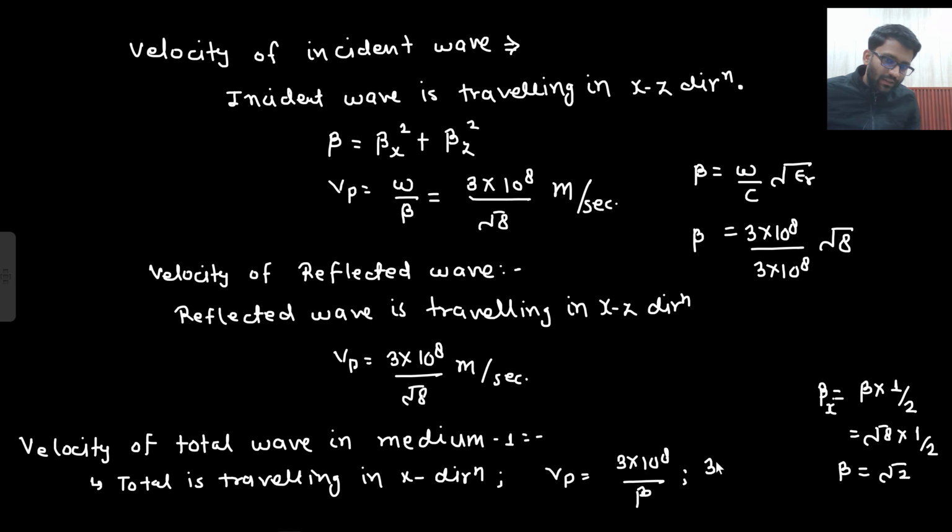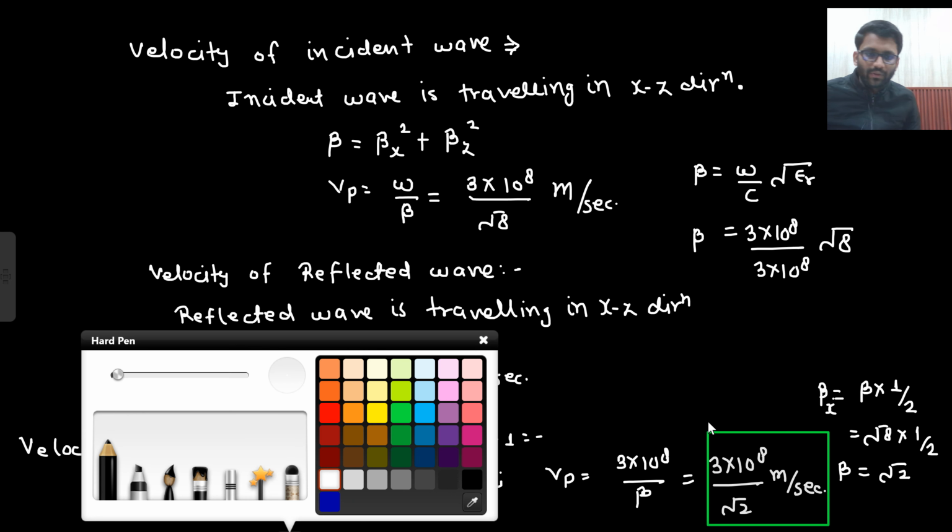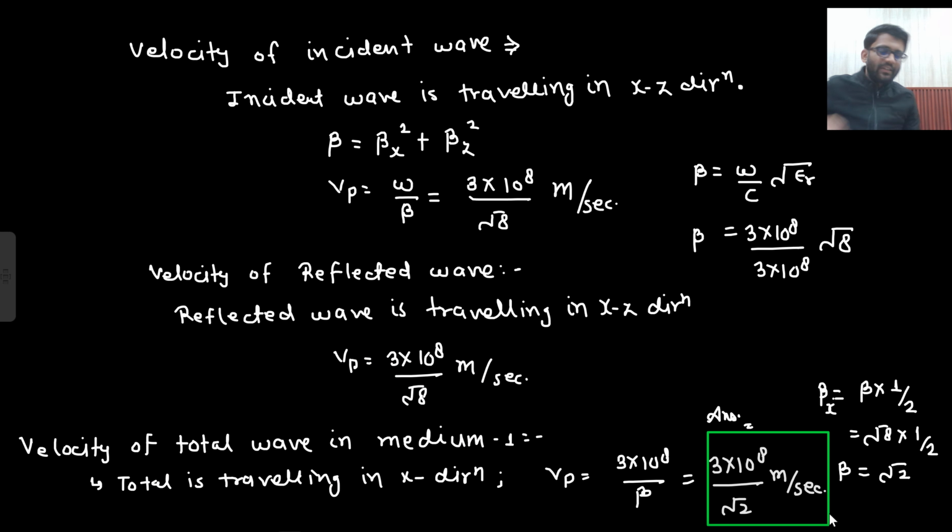The answer will be 3 into 10 to the power 8 divided by under root 2 meter per second. So this will be the answer. Are you getting this point or not? Why is this the answer? Are you understanding this point?